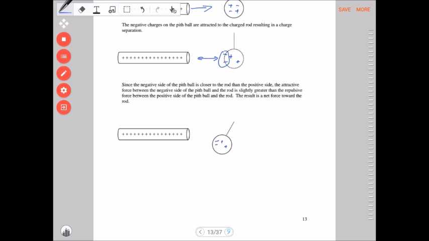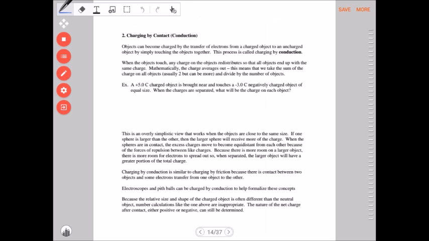So let's flip the page. The second method of charging is called charging by contact or conduction. Objects can become charged by the transfer of electrons from a charged object to an uncharged object by simply touching the objects together. This process is called charging by conduction.